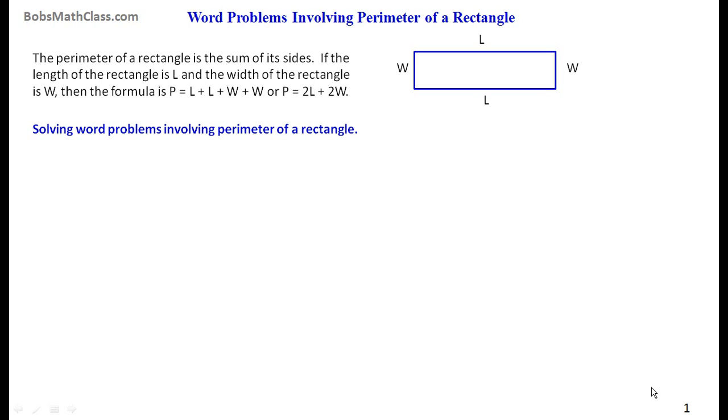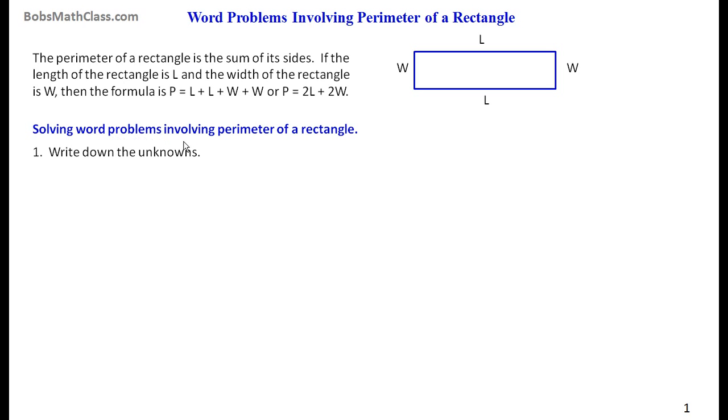Okay, this is a video on word problems involving perimeter of a rectangle. The perimeter of a rectangle is the sum of its sides. If the length of the rectangle is L and the width of the rectangle is W, then the formula is P equals 2L plus 2W: a length plus a length plus a width plus a width.